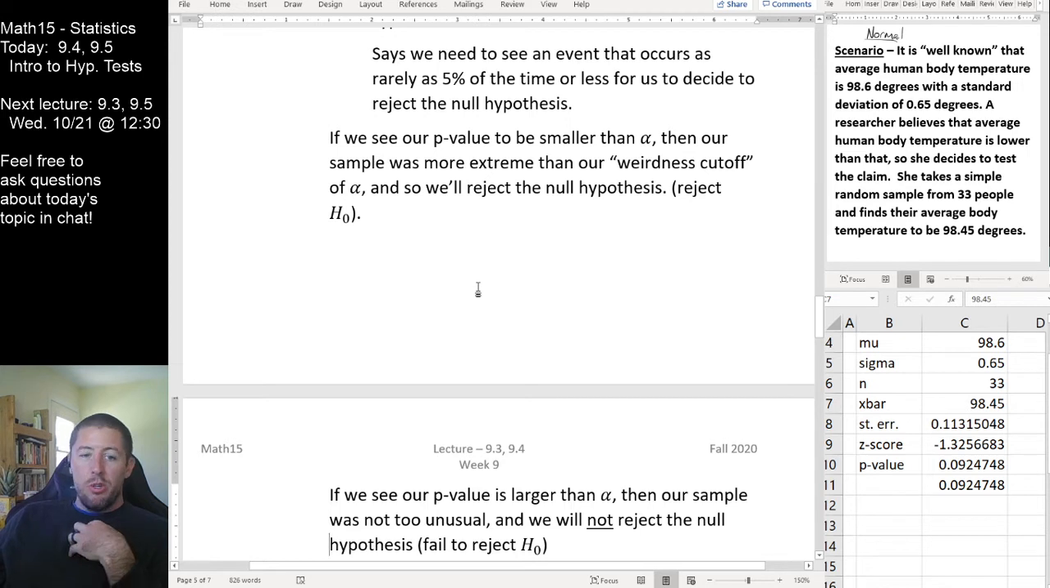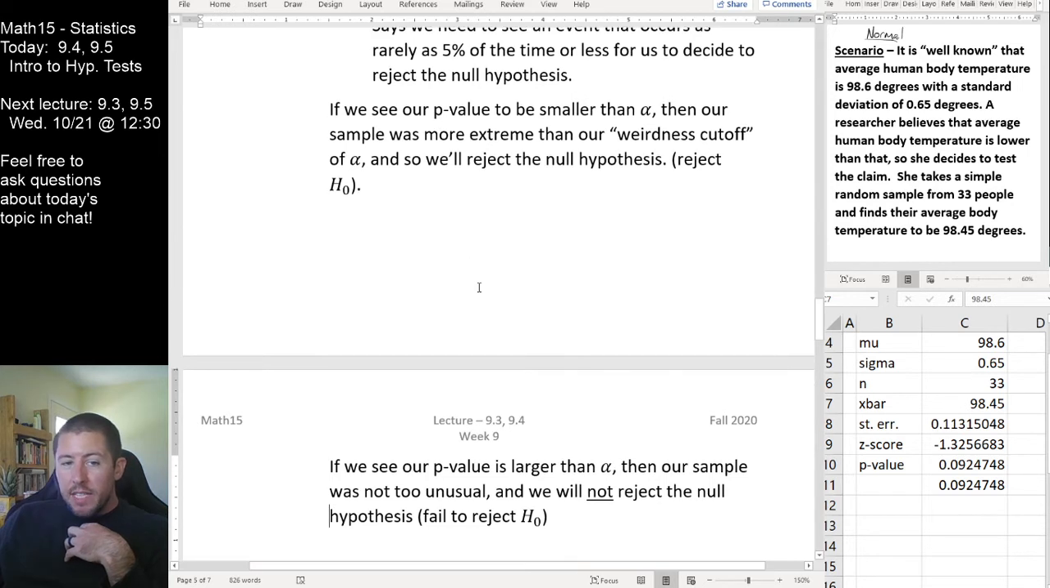That's not so unusual. If we would have seen a sample that, for example, would have only occurred like 4% of the time, then maybe that would be extreme enough for us to say, you know what, I kind of think the null hypothesis is false here. I'm seeing strong evidence that the true population average is actually less than that.